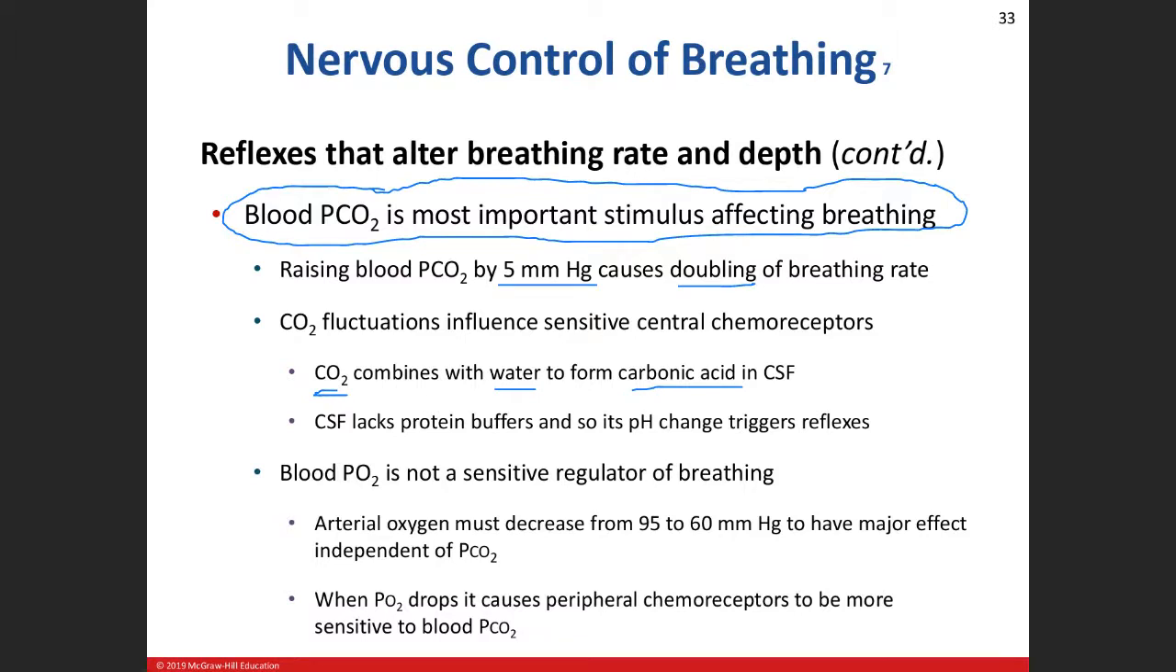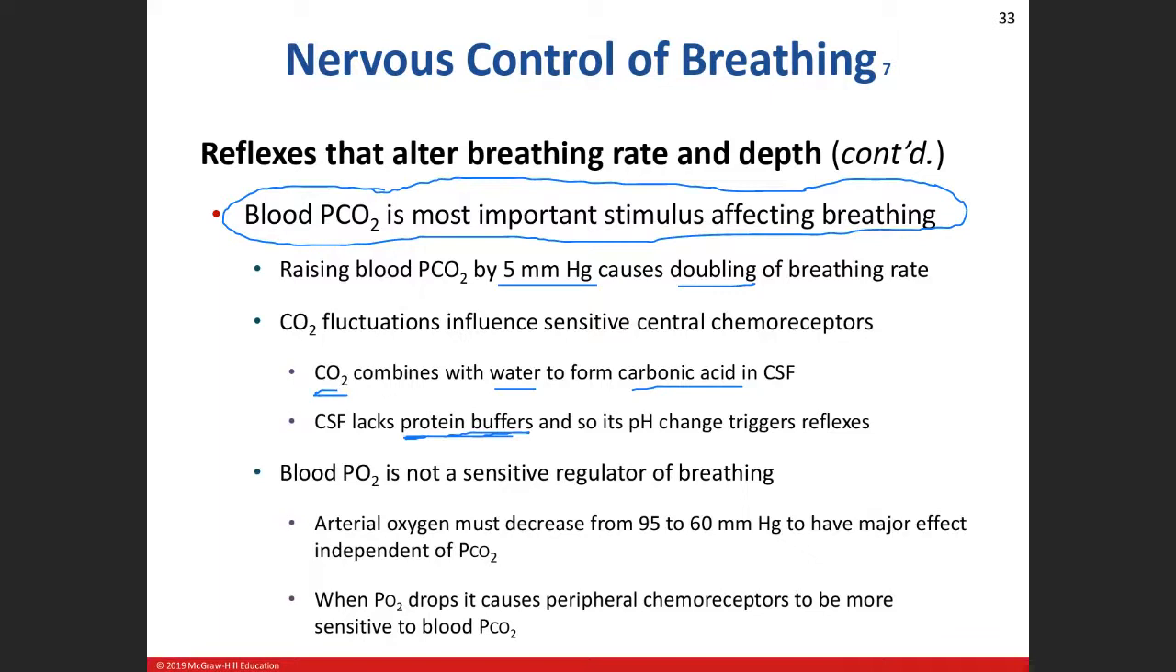Remember all the functions of proteins? If we start to unravel and destroy these proteins, they are going to cease functioning appropriately. And as you know, proteins play a large role in pretty much every aspect of homeostasis, every aspect of our functionality in life. So that's a problem. The issue is, the cerebrospinal fluid lacks these protein buffers.